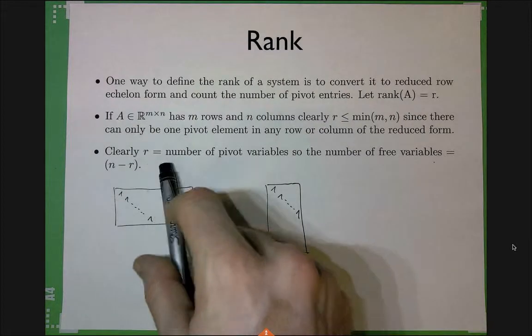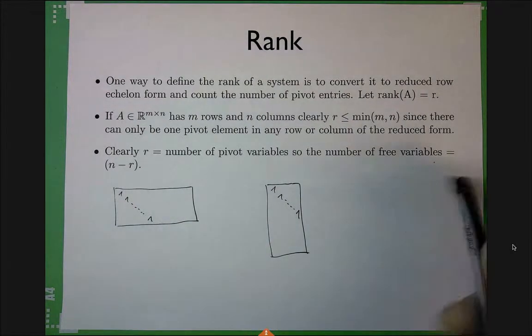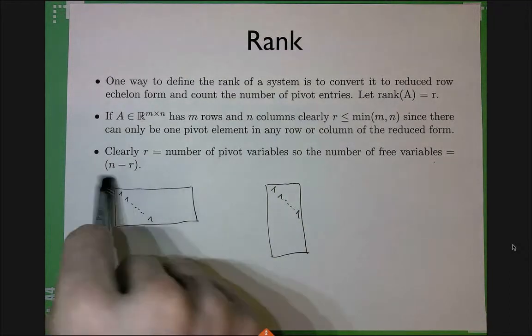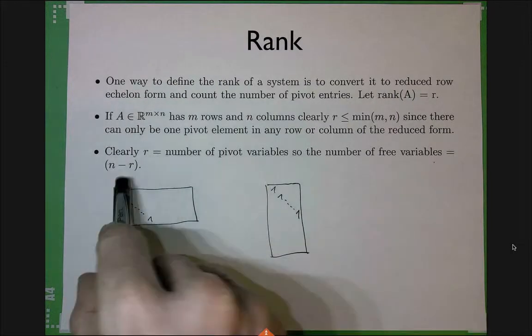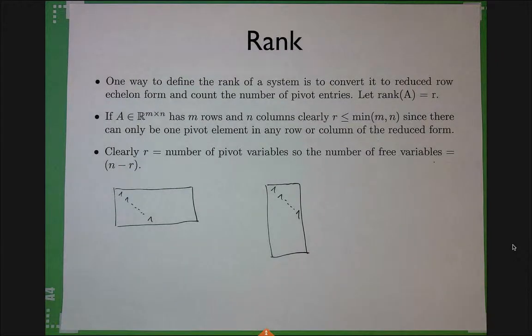Because we define the rank as the number of pivot variables, the free variables are the rest, right? So if we have n columns and r pivot variables, then the number of free variables is obviously n minus r.